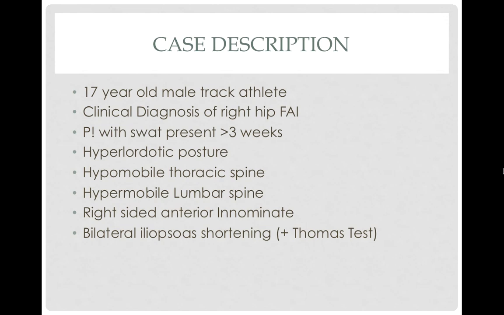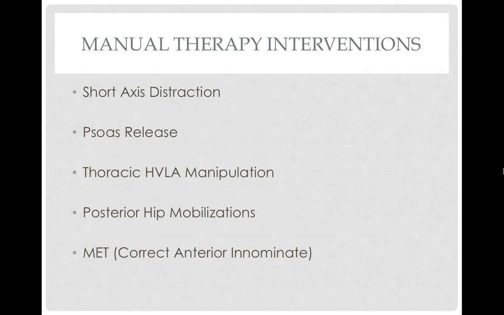Had a right side anterior innominate and shortening of the iliopsoas really bilaterally. So a positive Thomas test on both of those. Extreme shortening of those muscles. And so when we look at the interventions I chose, we can talk through these, but all of these really were looking at what are the quote unquote mechanical deficiencies that I see and how can I fix that.